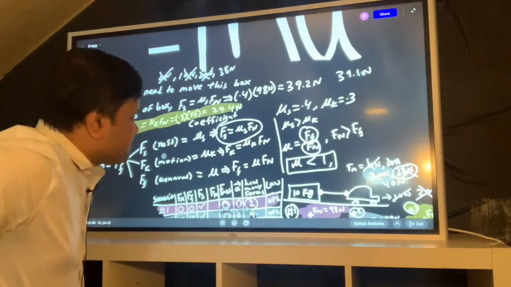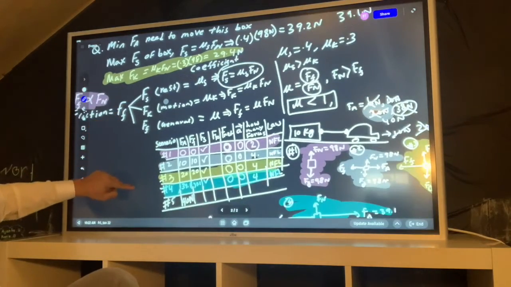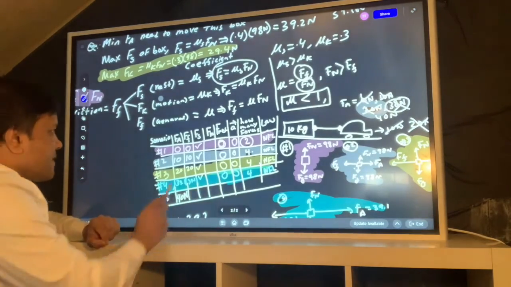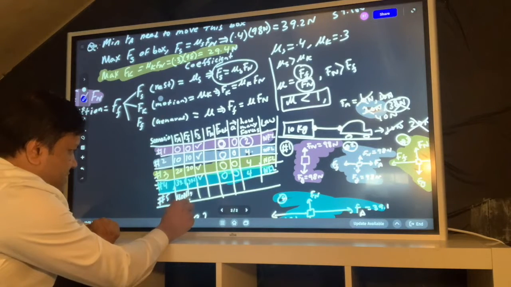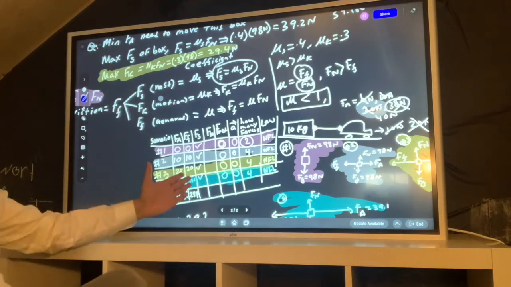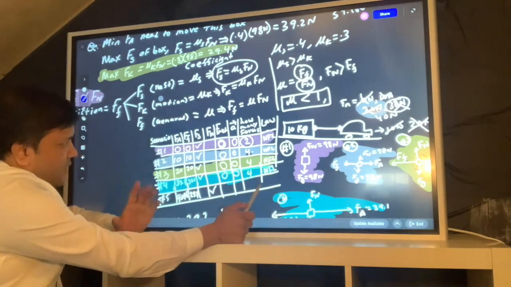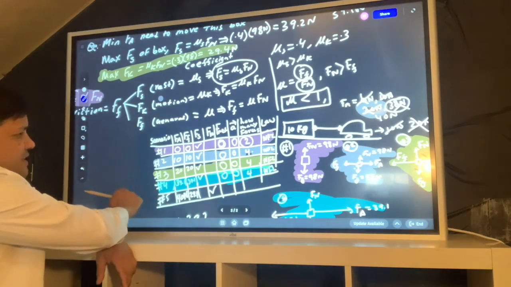All right. So now the object will be in motion. Since the object is in motion, the force of friction is 29.4 Newton. Is it static or kinetic? It's kinetic because the box is moving. All right, now we're going to find the net force. So let's find the net force.